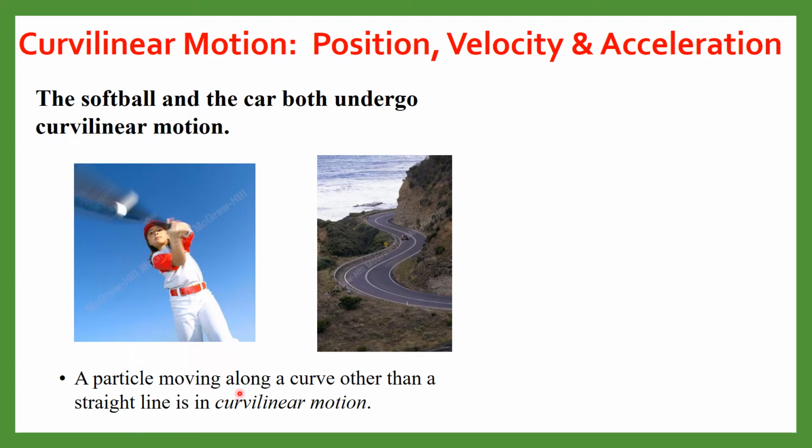Whenever a particle moves along a curve as shown in this figure, or whenever you hit a ball in golf or cricket or any other sport, it will most likely move in a curved path. So a particle moving along a curve other than a straight line is in curvilinear motion.